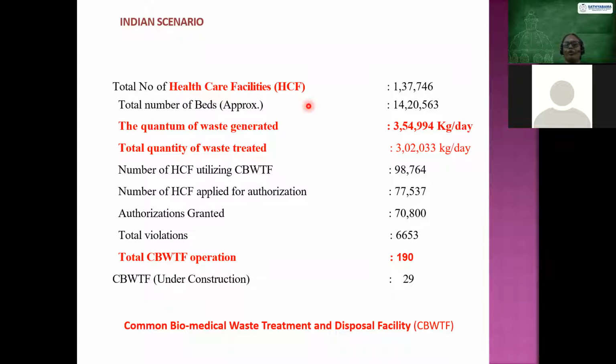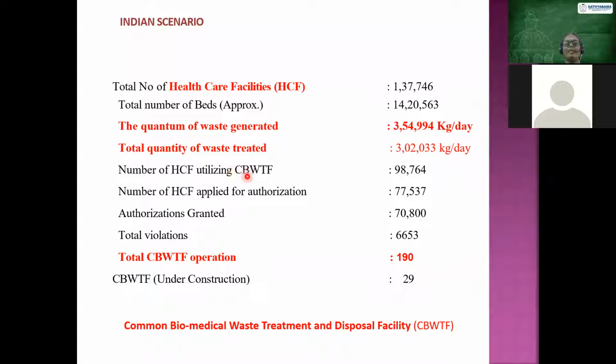Healthcare facilities, okay, 1,37,746. How many beds do we have approximately? How much quantum of waste is generated, and how much total quantity of waste is treated? You just see here: 3,54,994 kg per day generated. Now the treated waste is around 3,02,033 kilograms per day. So only less has been processed. The remainder, we will treat it.